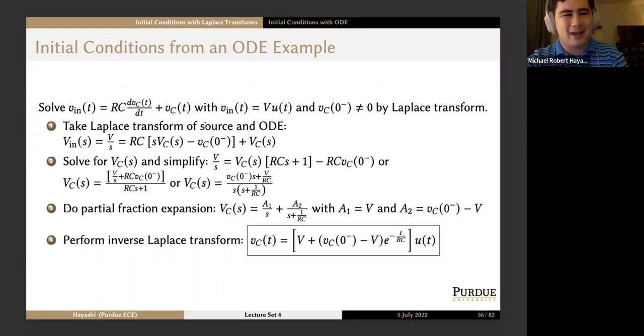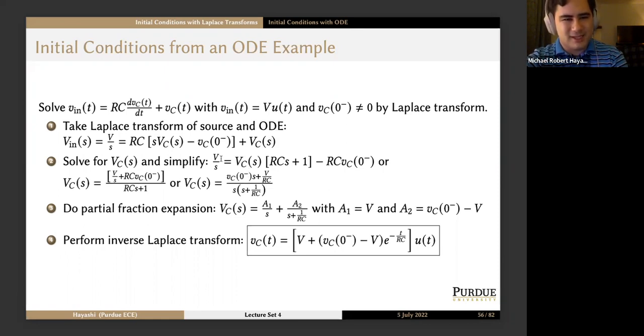So let's do a mathematical example. We're going to solve RC dVc/dt plus Vc equals Vin, with Vin equal to V u(t) and Vc(0-) not equal to 0, by Laplace transform. So we'll take the Laplace transform of the source and ODE. Vin(s) is equal to V over s, equals RC times the quantity s times Vc(s) minus little vc(0-), closed quantity, plus Vc(s).